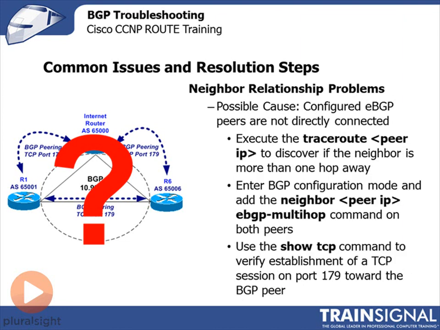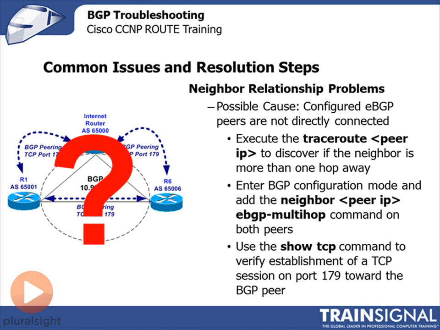Another cause for neighbor relationships not forming, especially in eBGP, is because there's not a direct connection between them. Now remember, external BGP neighbors do not have to be directly connected, but by default you have to have an additional configuration command, and it's the ebgp-multihop command. You can use traceroute and then the peer IP to discover if the neighbor is more than one hop away. You'll be able to tell very easily by the number of hops being shown. And if they're more than one hop away, if they're 2 or 3, you can go back into the BGP configuration and put in the statement neighbor, the peer IP, and ebgp-multihop.